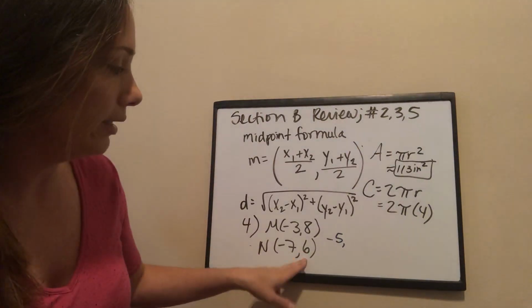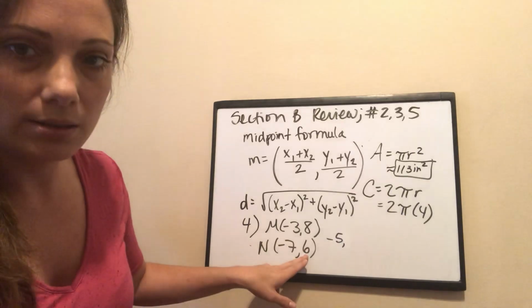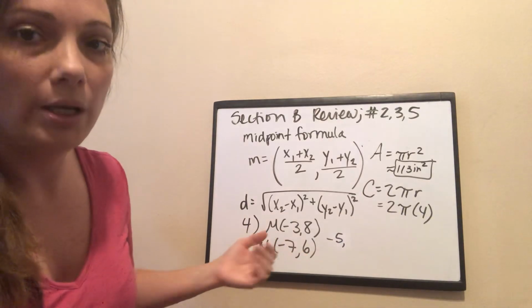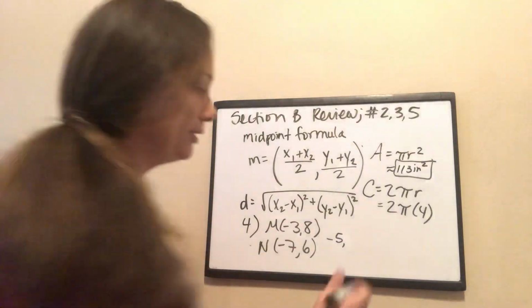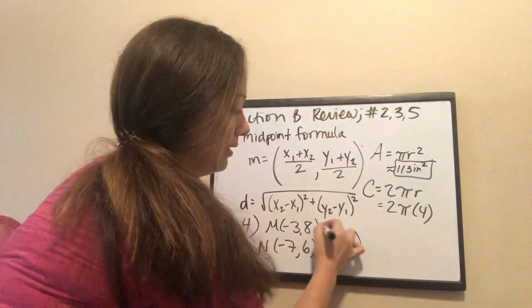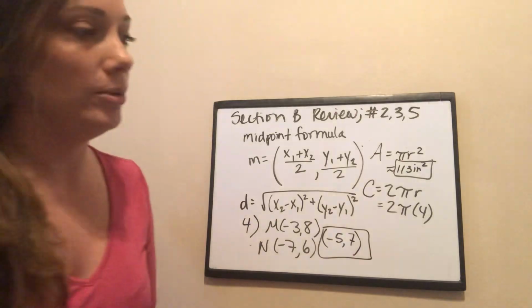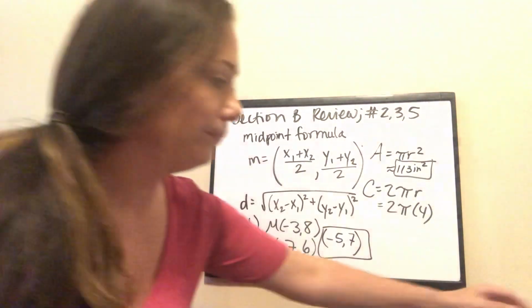Now for y, to get from 8 to 6, I go 2 units, right? 2 divided by 2 is 1. So the middle point between 8 and 6 is at 7. And that is my midpoint, negative 5, 7. That's pretty easy, right? That's the answer F.